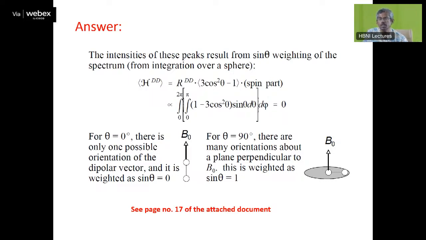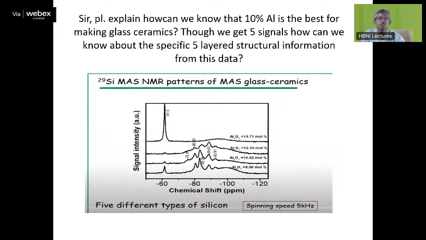I have also mailed you one document, so probably you can see that document on page number 70. Now the third question is: explain how can we know 10% aluminium is best for making glass ceramics. Though we get 5 signals, how can we know about the specific 5 layered structural information from this data?